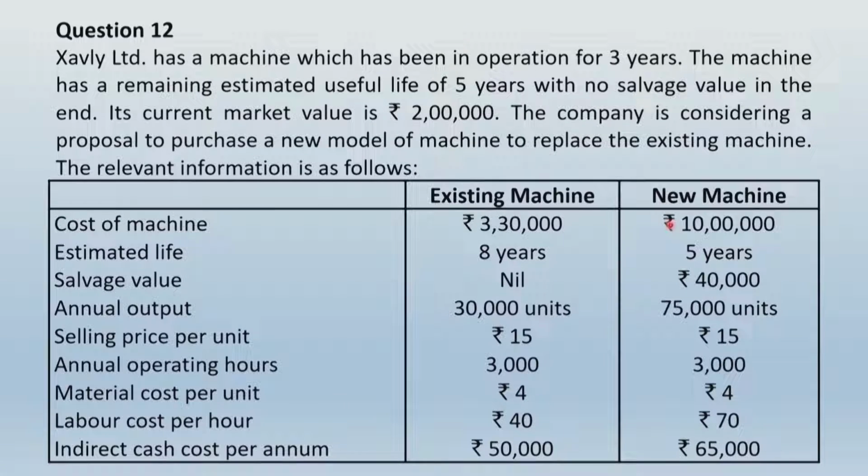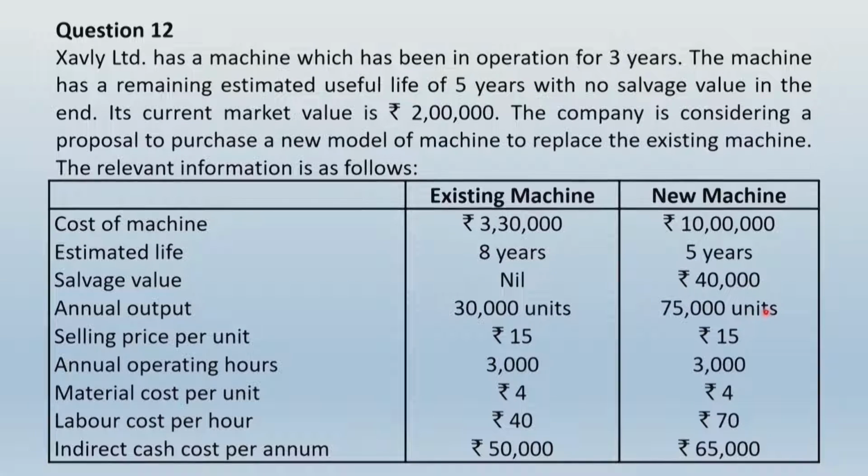Cost of machine they have given, estimated life they have given. So for the existing machine the estimated life is 8 years, of which 3 years have already passed, so the remaining life will be 5 years. On the other side, for the new machine the entire life itself is 5 years. So the existing machine's remaining life and the total life of the new machine are the same, that is 5 years. Salvage value for the existing machine at the end of its life will be nil, but for the new machine it is given as 40,000.